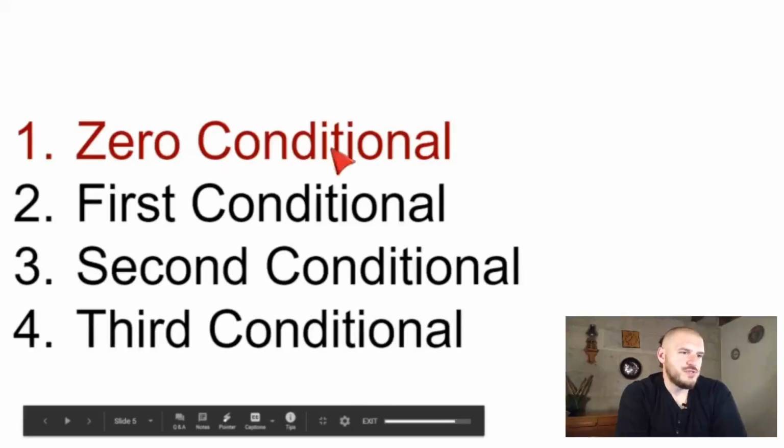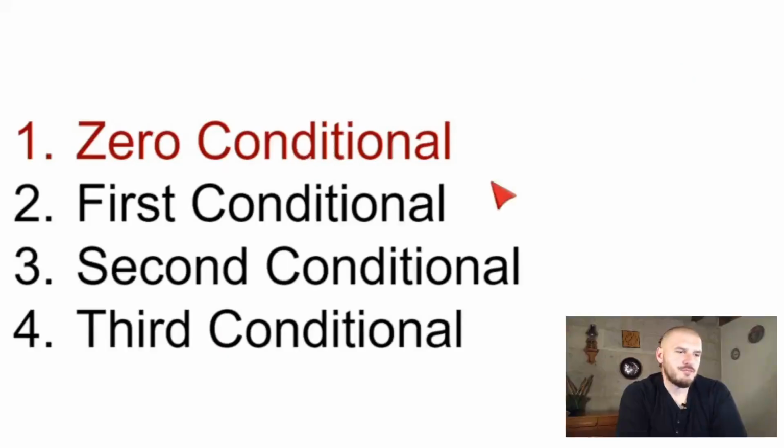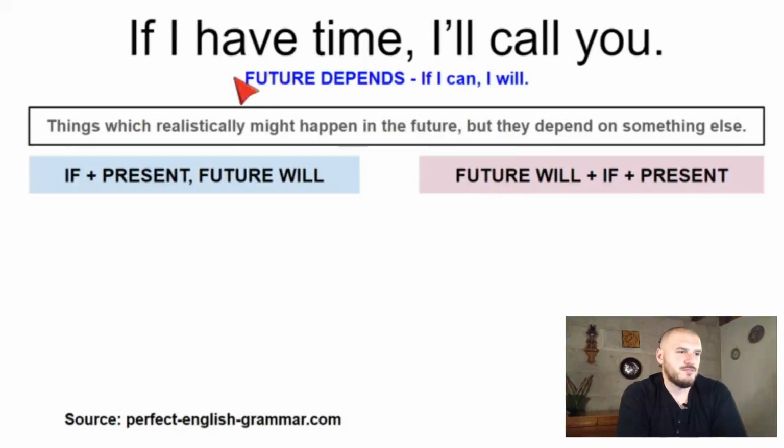I hope that went well. Let's continue. So zero conditional is pretty simple. Let's move on to something a little bit more interesting, which is first conditional. The first conditional: if I have time, I'll call you. This is something that depends, in the future. It's a realistic possibility, okay? So it's something which realistically might happen, quizás pase, in the future, but it depends on something else, right?